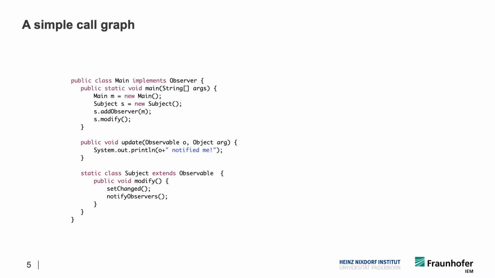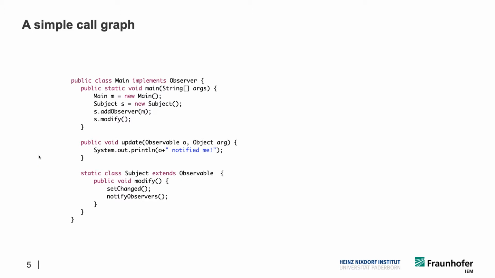Let's take a look at a simple call graph for a simple subject program that I made up. So here we have some main method, which is basically instantiating an observer pattern. So we are creating some subject, and we are adding some observers to it. In particular, we are adding a main class object itself, so that when we call modify here, and modify actually notifies observers, that will cause this update method to be called eventually.